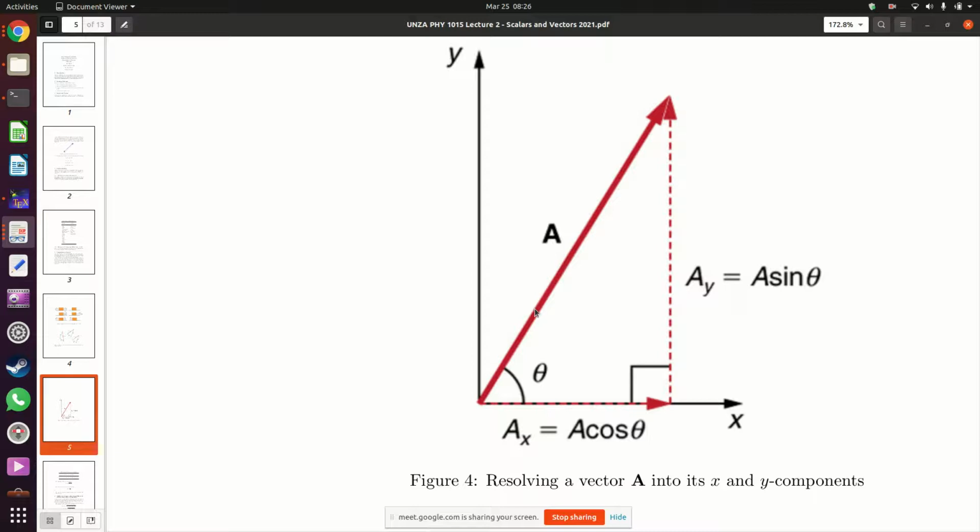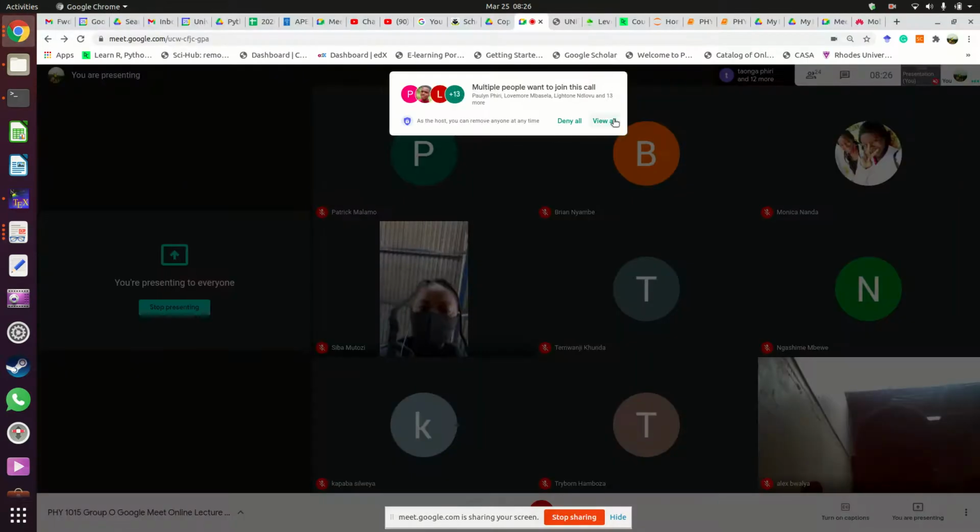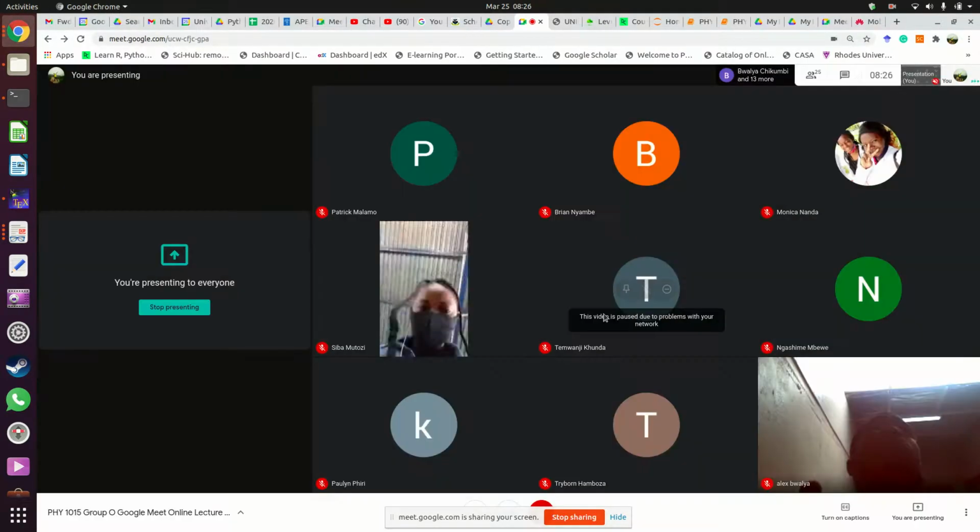the y direction. So if you take the length of the vector A as your hypotenuse, then this end here, if you take it as your adjacent, and this side here, if you take it as your opposite, which is how much the vector is along the y-axis, and this is how much the vector is along the x-axis, you see that you have got yourself a right angled triangle.